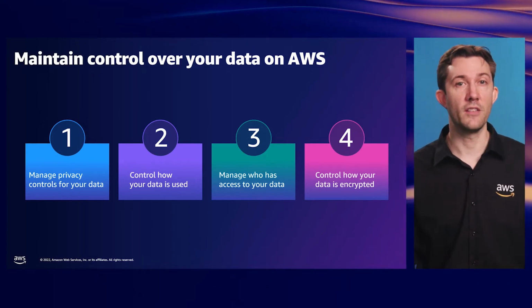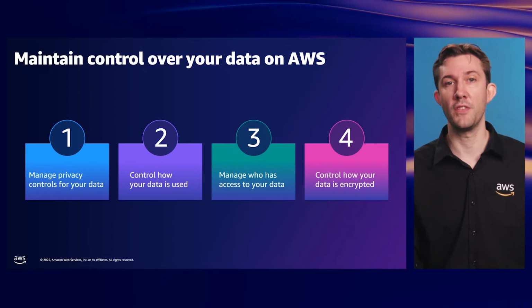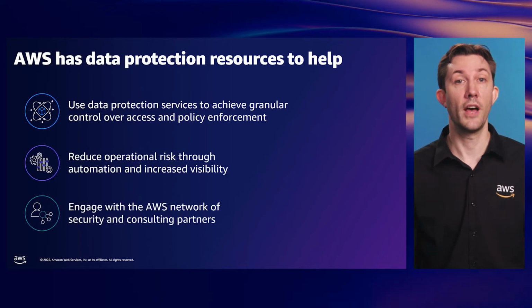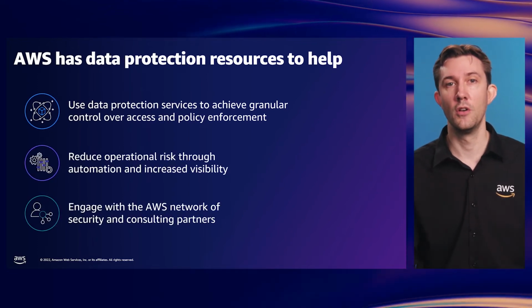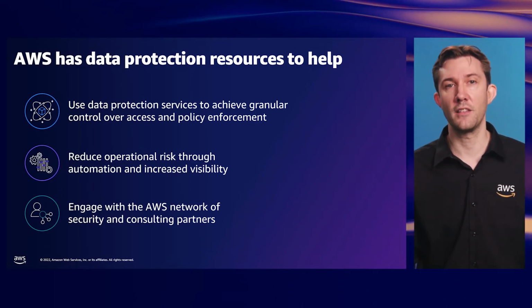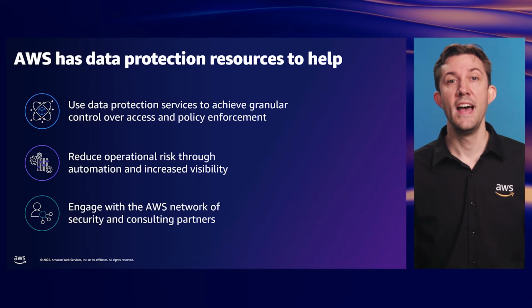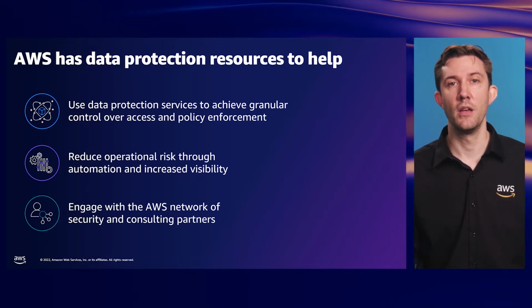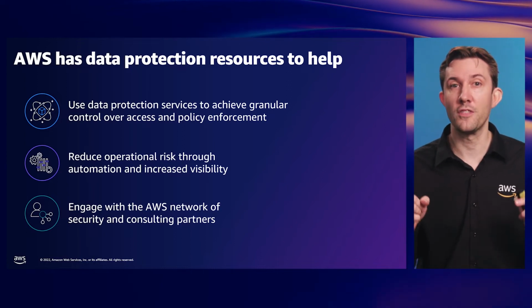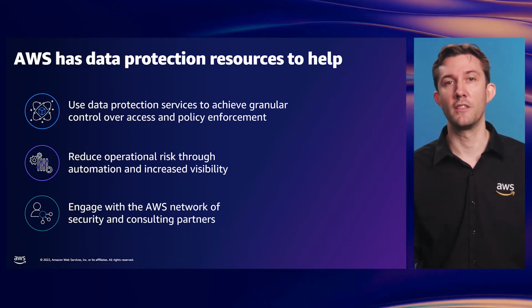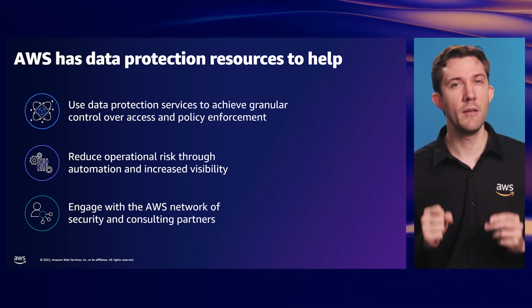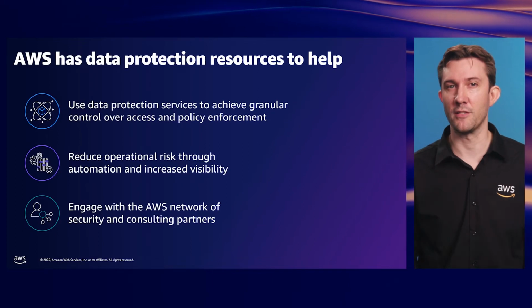Of course, AWS has services and partners to help you achieve these four principles. We have data protection services like AWS Key Management Service, or KMS, for encryption, Amazon Macie for data discovery and compliance, Amazon Elastic Disaster Recovery and AWS Backup to help protect your data, and of course, AWS IAM policies and resource policies for access control. Now, we'll hear more about some of those a little later in some of our stories.